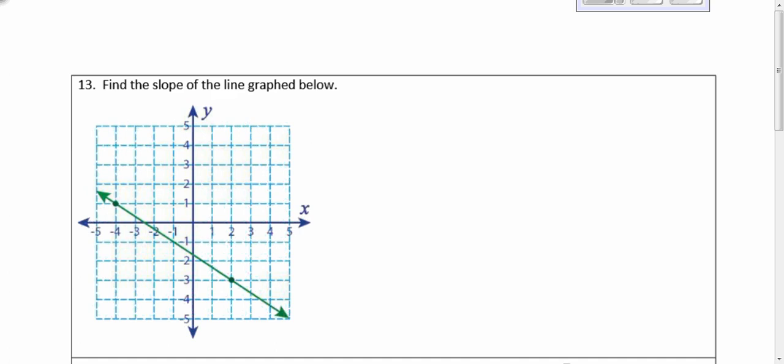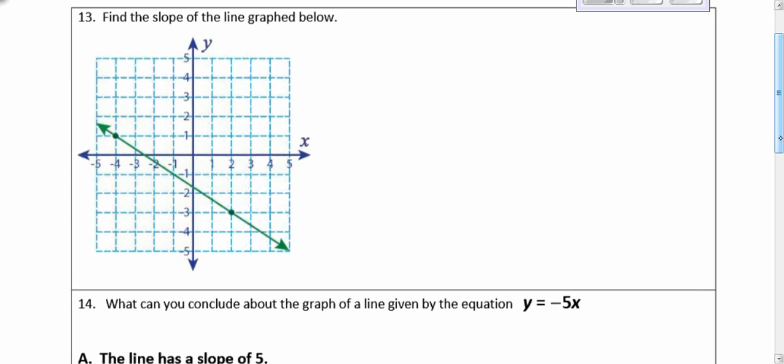Find the slope of the graph line below. We've done a lot of these. So you're going to pick your 2 points. I'm going to look for 2 good points here. Actually, they give you the points, so use the ones that they give you. This one and this one. I'm going to make my rise over run just like this.